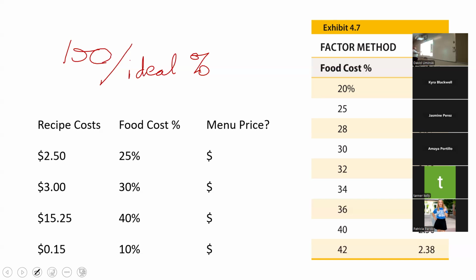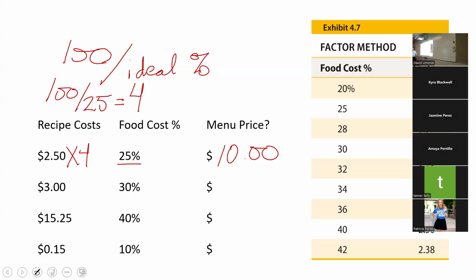So let's do an example right here. My goal is to have a 25% food cost. So if I take 100 and I divide by 25, what do I get? 4. So my factor is 4. So I can multiply $2.50 times 4, and my menu price is $10. See how that works? Now, if I wanted to, I could do my triangle.